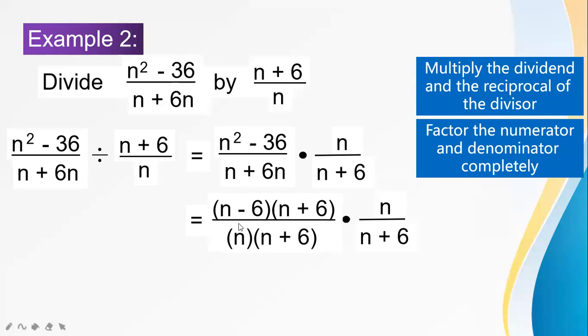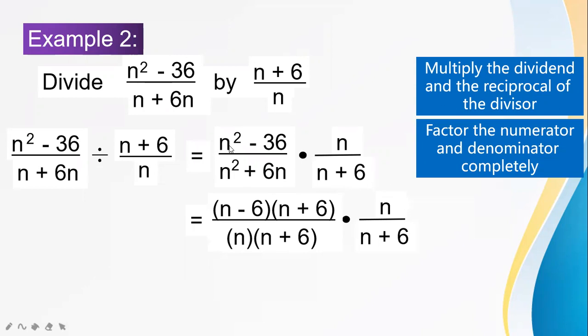After you get the greatest common factor, you divide each term by it. So n squared divided by n is n. So we have n squared plus 6n, then multiply by n over n plus 6.